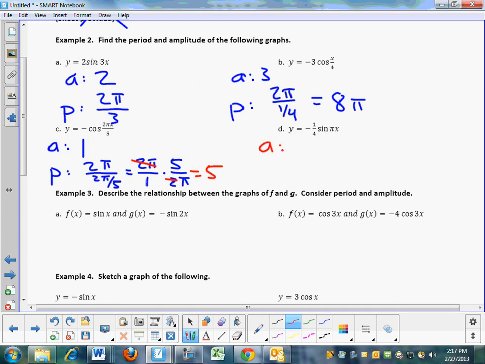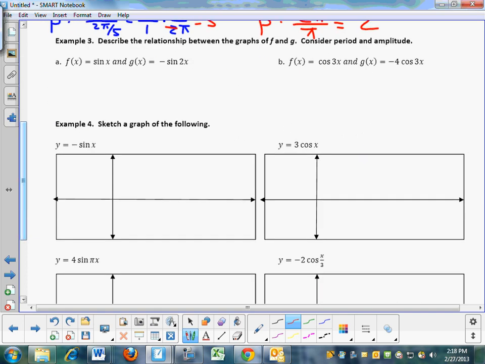Okay, amplitude for D. What do you got? 1/4. Good. And 2, don't write the negative. I'll mark it wrong on the test. Just make sure you understand that amplitude is always positive. Then the period is going to be 2 pi divided by, which is 2. Any questions? So can you do that? You don't have any questions like that in your homework, but that's going to be the first part you're going to be asked to do on your test.